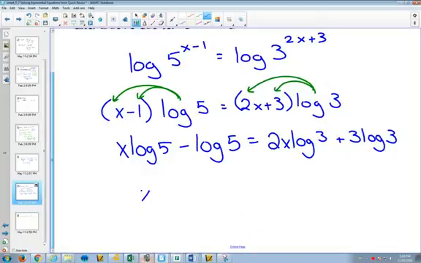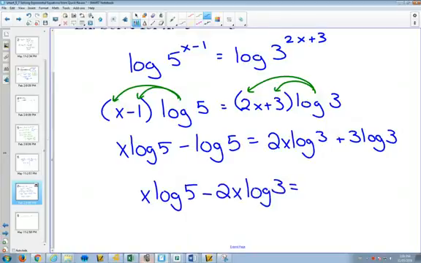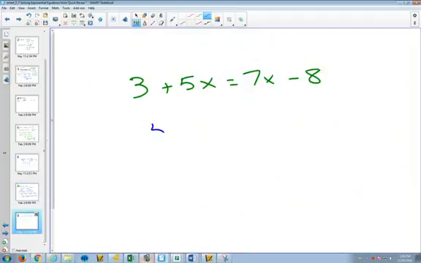But I'm going to put my x's on one side, so I'm going to subtract 2x log 3. I'm going to put my numbers, which is 3 log 3, and I'm going to add log 5. So my numbers are on one side, my x's are on another side. Now, when you did that on this equation, you would get 5x minus 7x and negative 8 minus 3. The difference is, in this question, you could put these together, right?